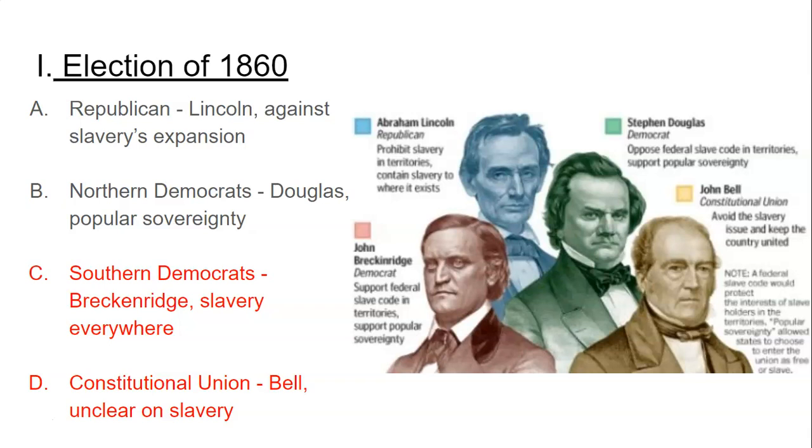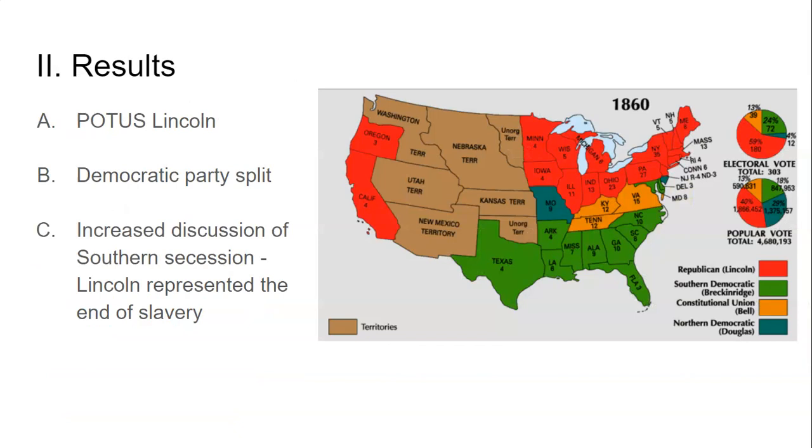There's two other ones as well. You have the Southern Democrats running with a guy named Breckinridge. His beliefs on slavery include that slavery should expand everywhere. And then lastly, you have the Constitutional Union Party. This party just really wants the country to stay together and to try to avoid the issue of slavery at all costs. So you have four different people running. The results you can see here on the map definitely show sectionalism, right? Different areas of the country voting for different people based on their ideas on slavery.